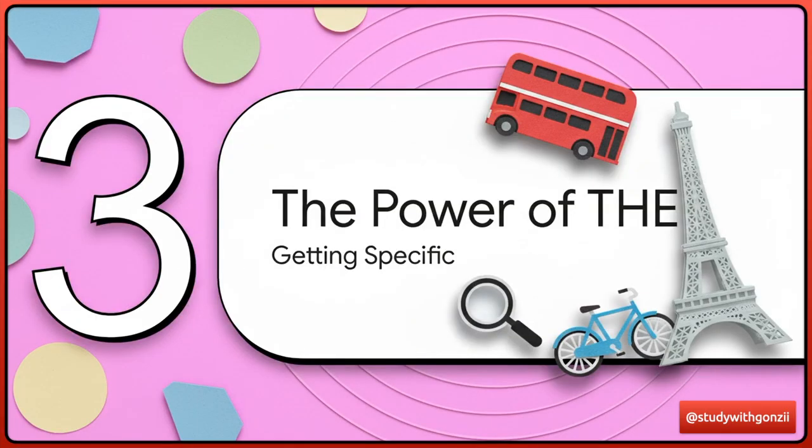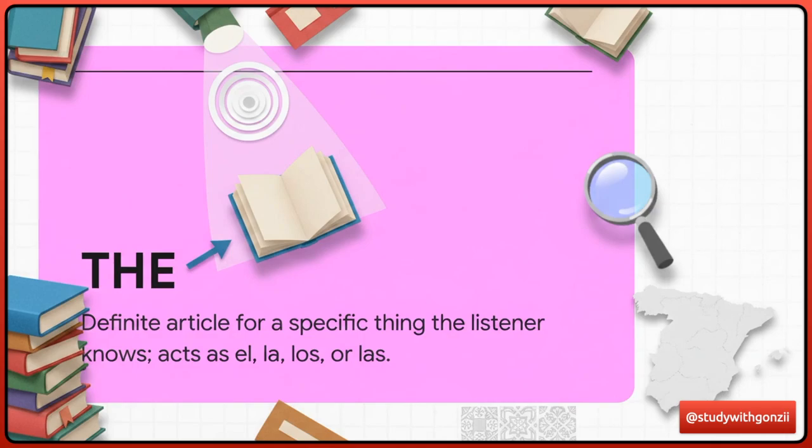Section 3. The power of "the." All right, so we've mastered general, single items, but what happens when we know exactly what we're talking about? Now we're shifting gears from just any random object to a very specific object. Let's define this mighty little word.